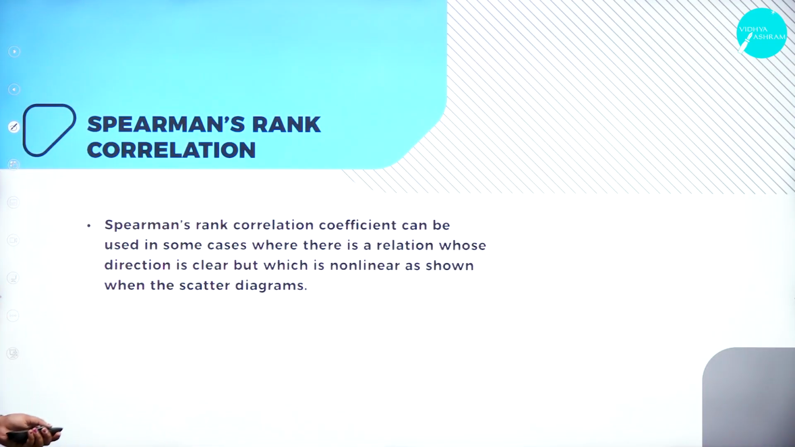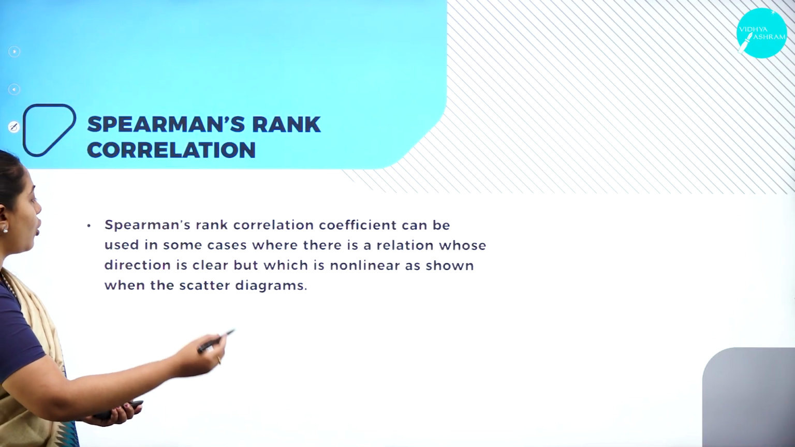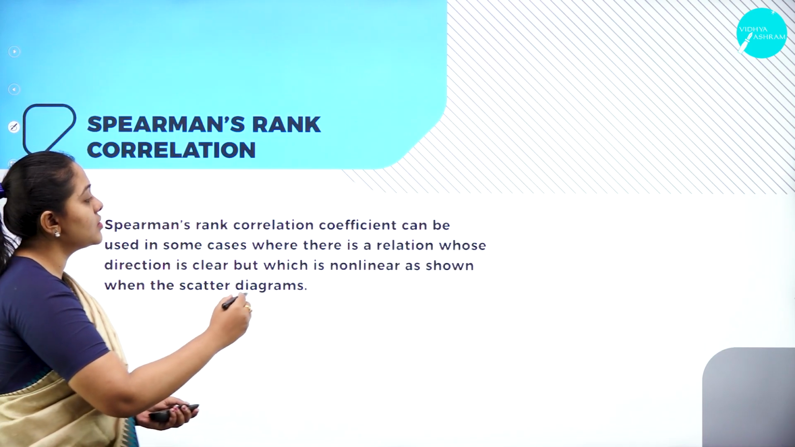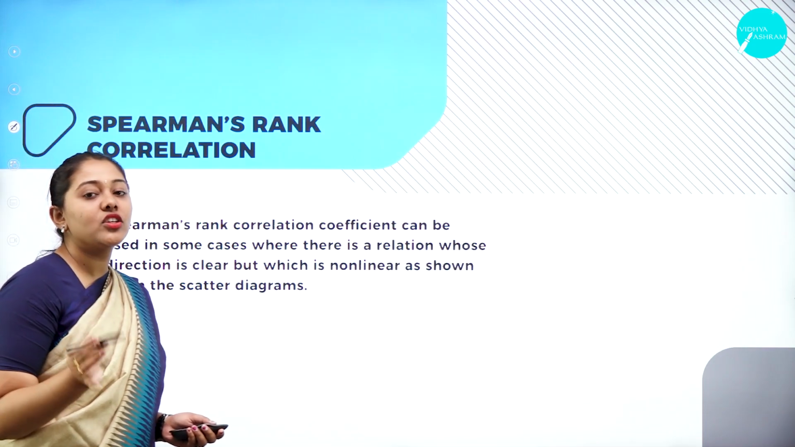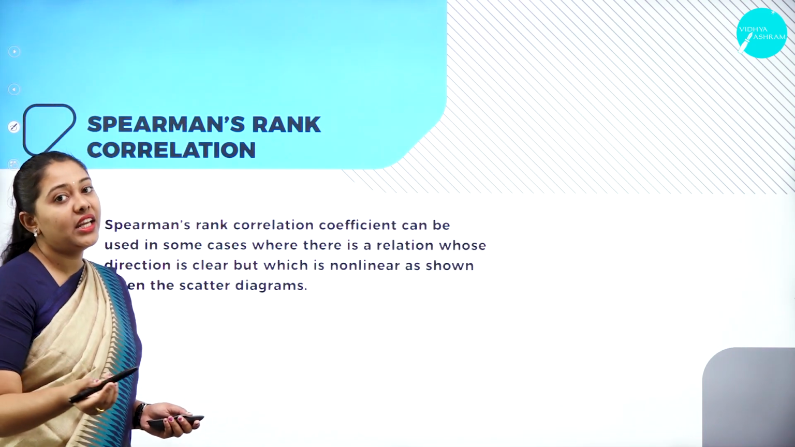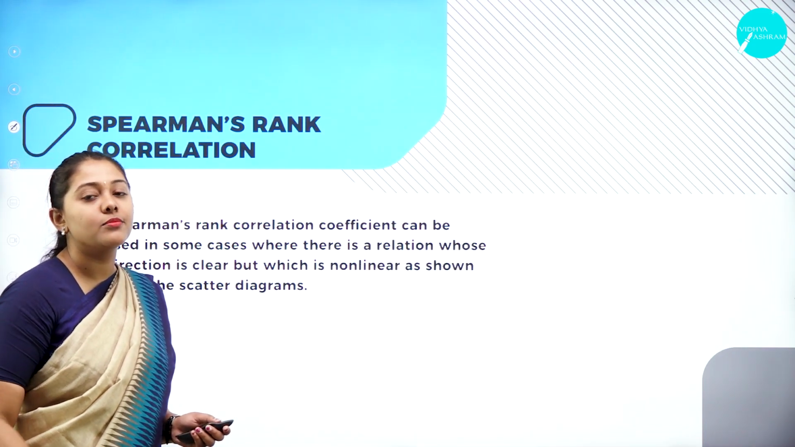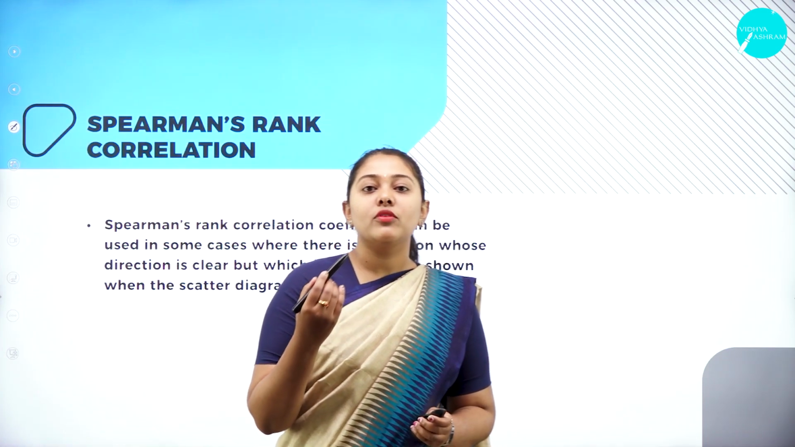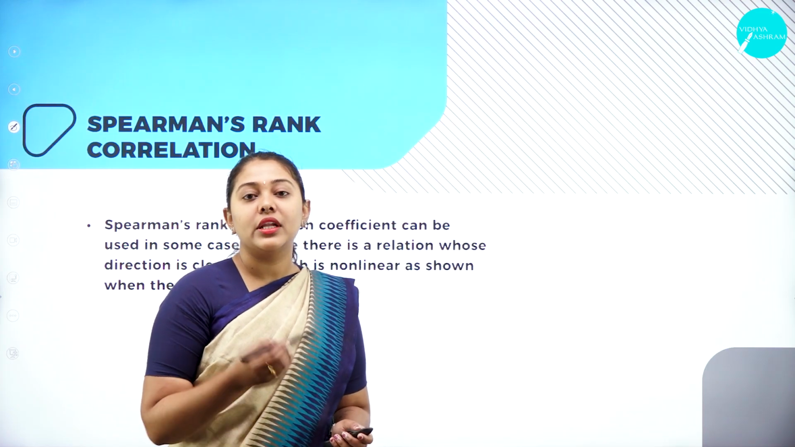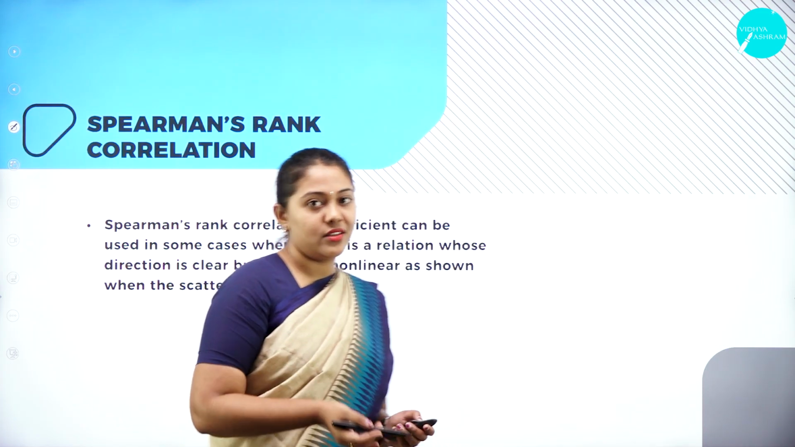Third situation: Spearman's rank correlation coefficient can be used in some cases where there is a relation whose direction is clear, but it is non-linear, as shown in the scatter diagram. For this case also, ranks will be assigned, and with the help of those ranks, you will be able to calculate the relationship between the two variables.